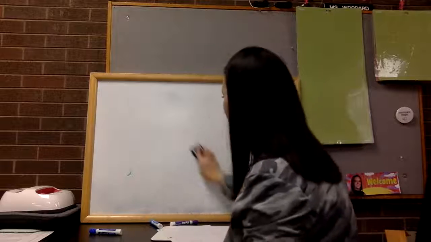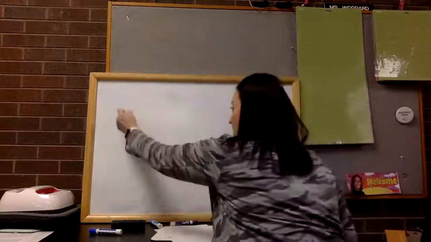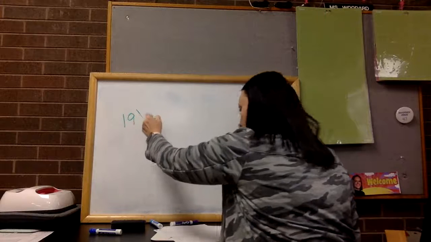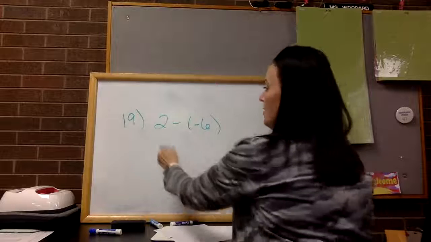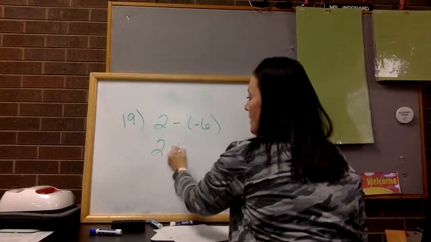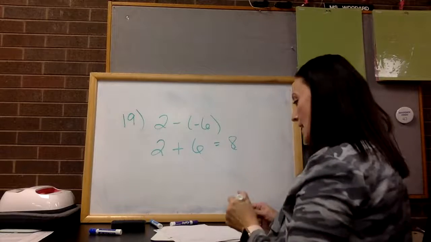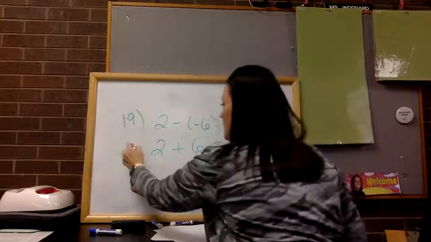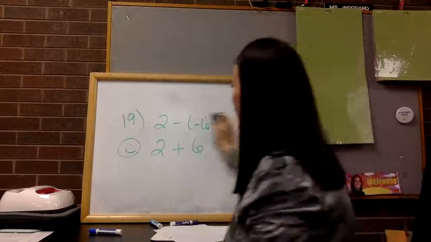And number 19 and 20 should go pretty quick because that takes us back to where we started module 4, where we just reviewed subtracting integers. So number 19, real quickly, you guys said 2 minus -6. So what you guys got to do is keep, change, change. So I get 2 plus 6, which is just 8. That would be letter C for number 19.